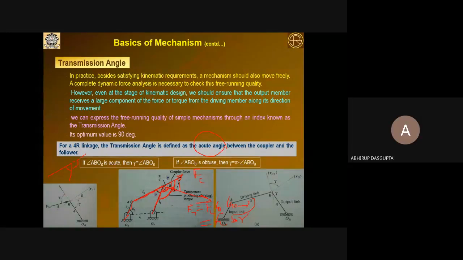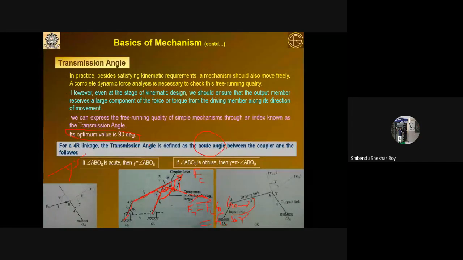Now when will FT be maximum? The maximum value of sine is 1. That means the maximum value of FT is possible only equal to FC, when sine gamma is maximum. For what angle is sine gamma maximum? 90 degrees. The optimal angle is 90 degrees.